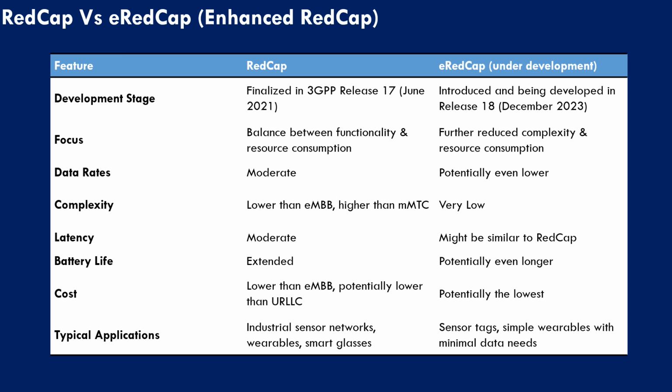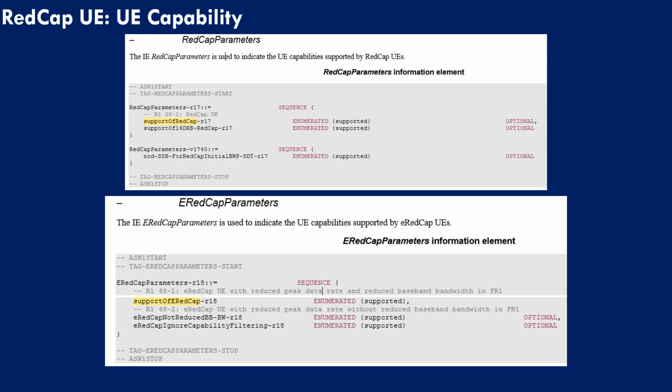So enhanced RedCap UEs are developed under Release 18 while RedCap UEs were specified in Release 17. Now let us have a look at a few parameters related to RedCap UEs. The highlighted information element of the UE capability message, which is sent from UE towards gNodeB, can be used by the UE to notify the gNodeB whether it supports RedCap or eRedCap and which specific features it supports.